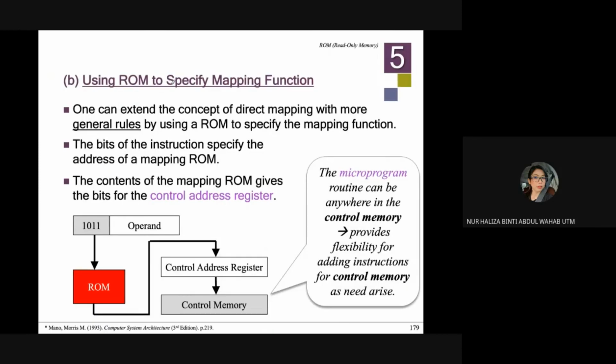Now, using your ROM to specify the mapping function. Let's say this is your opcode, and you have your operand, and this opcode is already given, I don't know what the operation is, this one 1011. It is going to be sent into your ROM. Why do you send it to your ROM? Because you want to specify the mapping function.